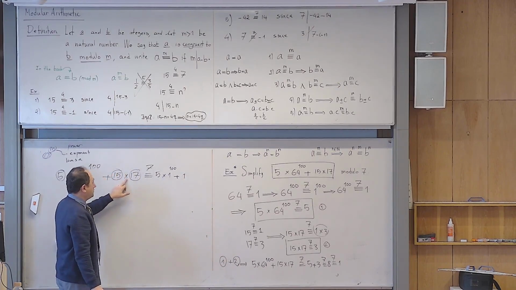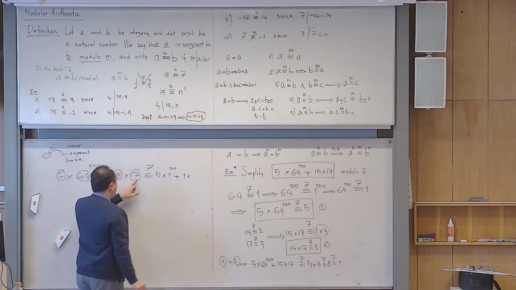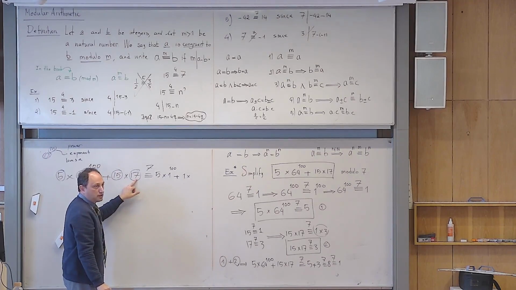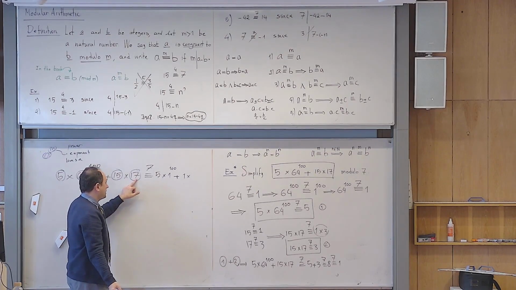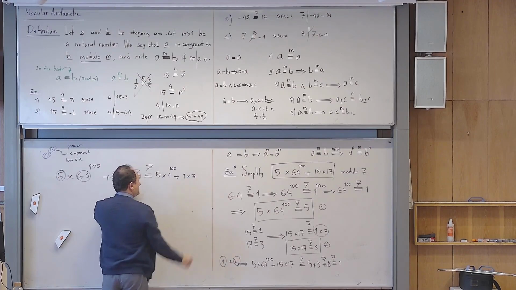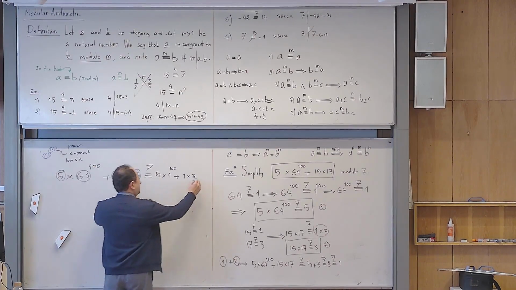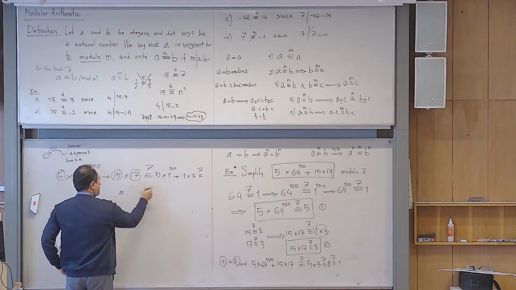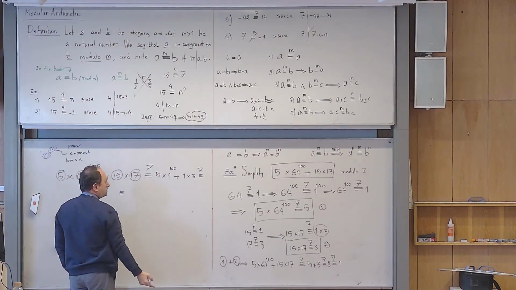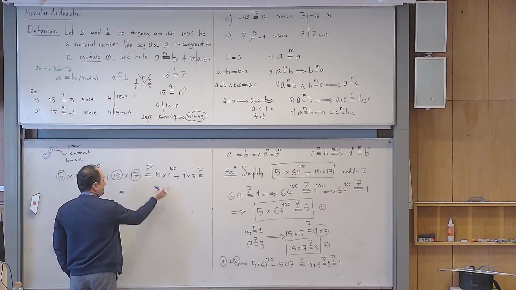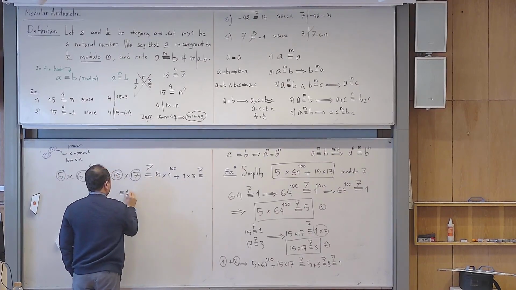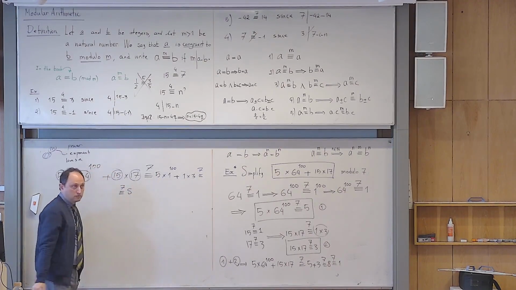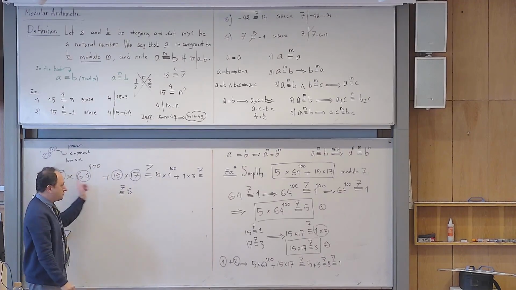And then after that, multiplication. Do I have another name for 17 in modulo 7 which is better? Yes. What is that? 3. Modulo 7. And then do the calculations. 1 to power 100 is 1. Times 5 is 5. This is 3, so it becomes 8. So that is just one line.